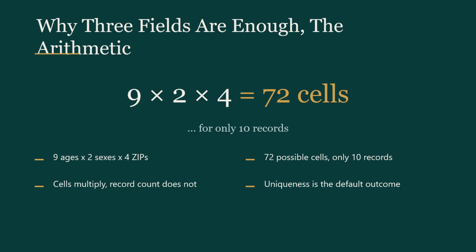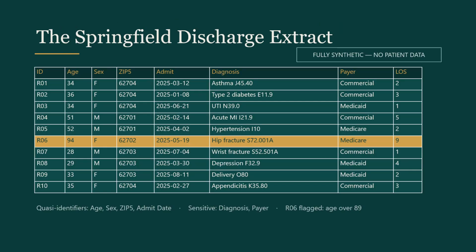It is this multiplication. The famous attack that made the finding notorious belongs to Module 5. Today, you own the arithmetic behind it. Meet the Springfield Discharge Extract, the table we carry through Modules 3, 4, and 7.